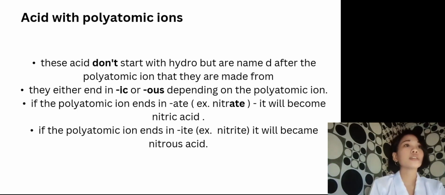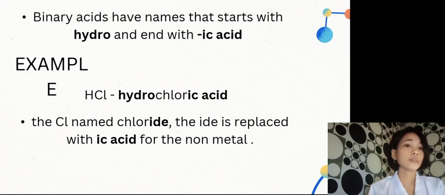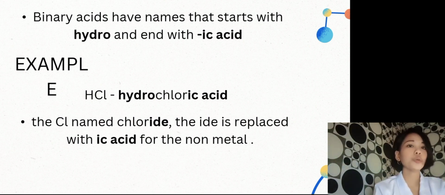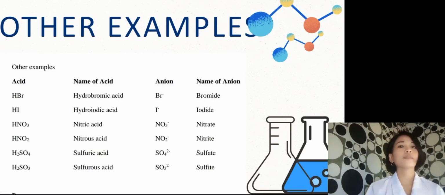Now, what do we need to remember in naming the binary acids, which contain a monoatomic ion? Since it is a monoatomic ion, it is associated with a word that ends with "ide." So, we must add the prefix "hydro" plus the suffix "-ic" plus the word acid.